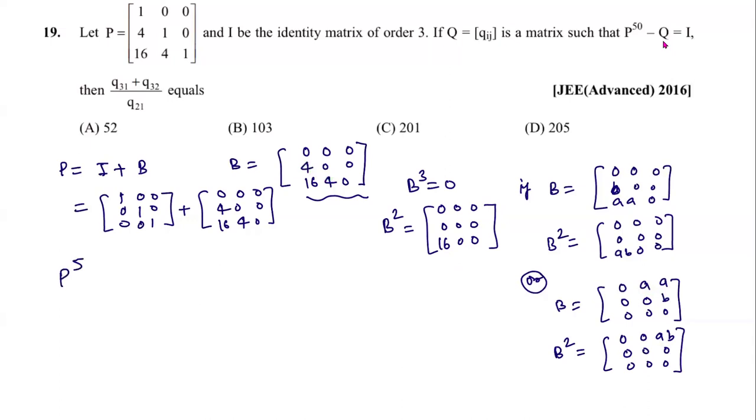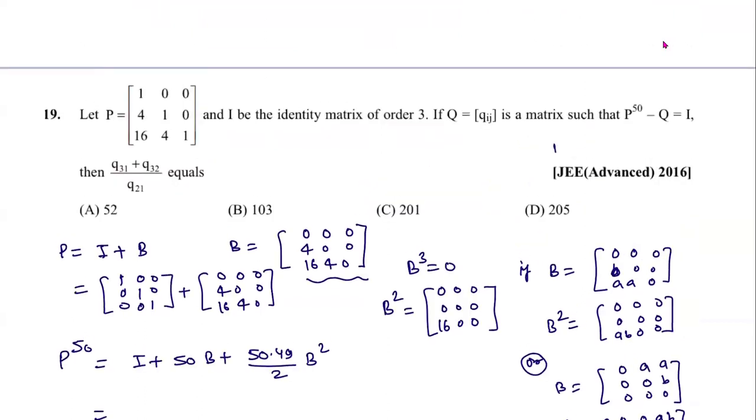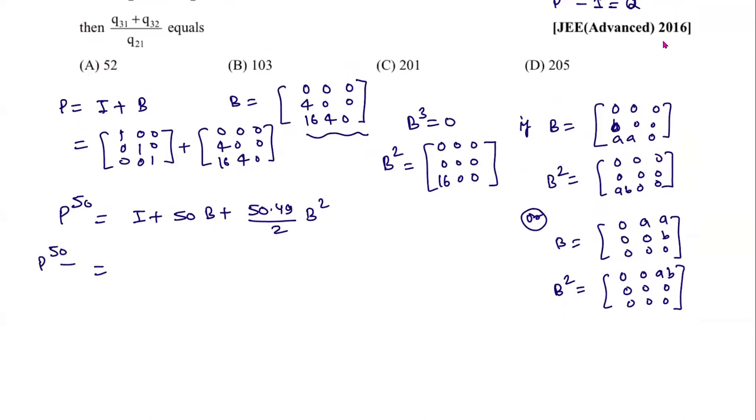What is P power 50? I plus 50 into B plus 50 into 49 by 2 into B power 2. Now what do we need to find? You need to find P power 50 minus I, that is Q. So what is P power 50 minus I? That is 50 into B plus 49 into 25 B square.